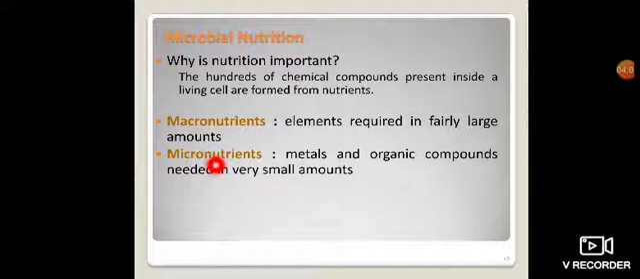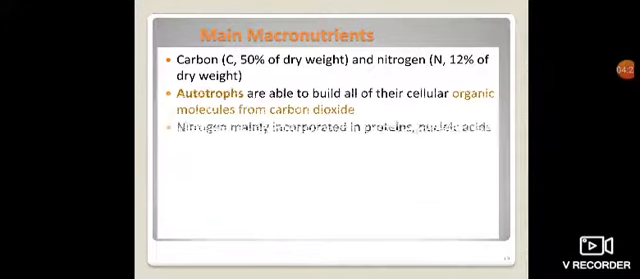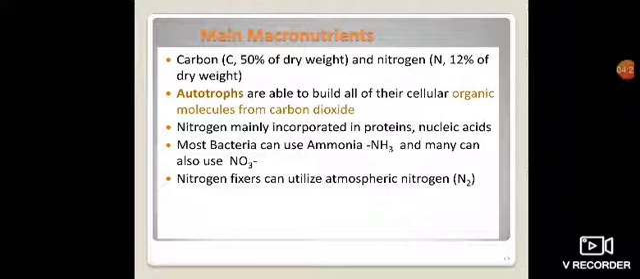Nutritional materials are divided into two types. The first is macronutrients, the second is micronutrients. Macro means they are required in a large amount, and micro means they are required in a small amount. The main macronutrients are, first, carbon, about 50% of dry weight, and second, nitrogen, about 12% of dry weight. These are the macronutrients required for development.